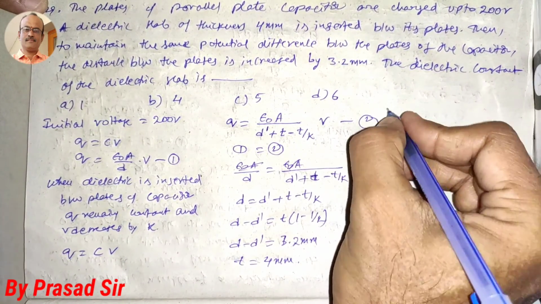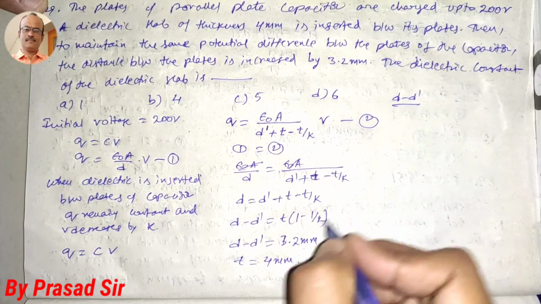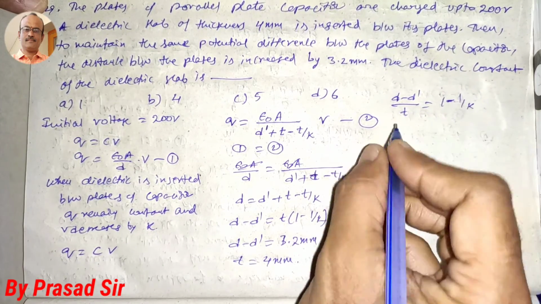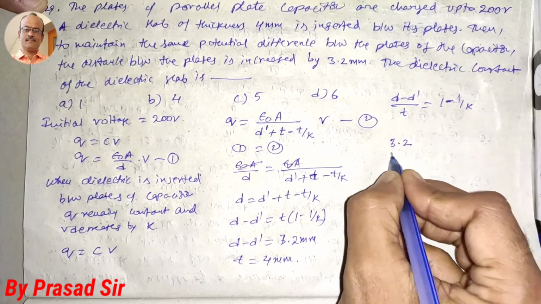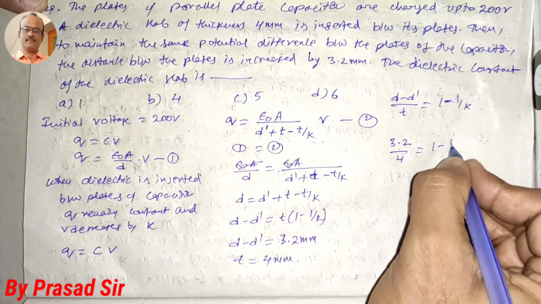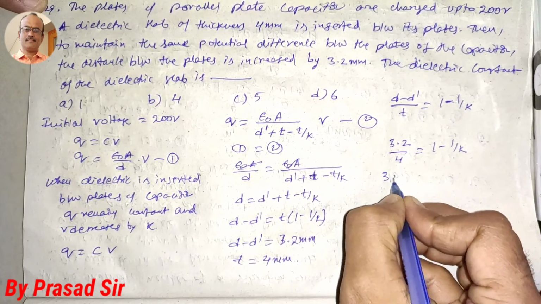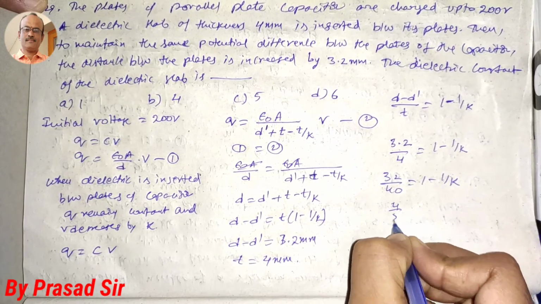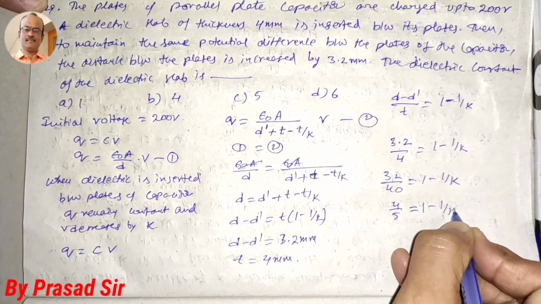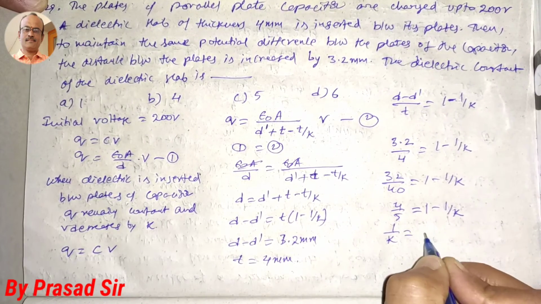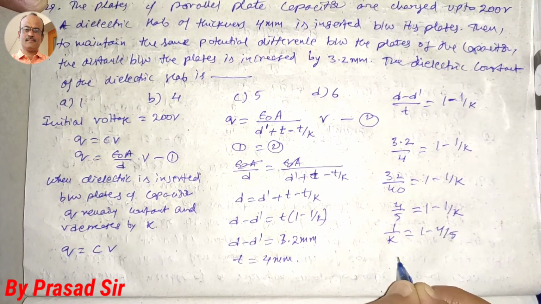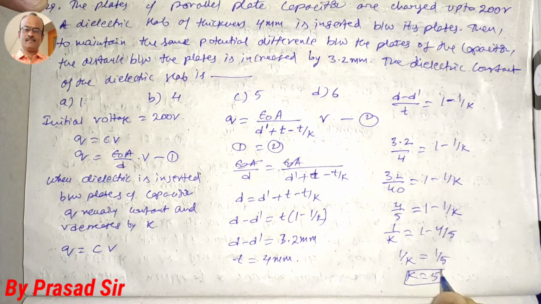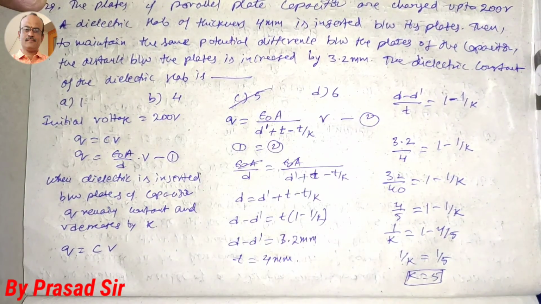Now here what happens in this case, D minus D dash divided by T is equal to 1 minus 1 by K. D minus D dash is nothing but 3.2 divided by 4, equal to 1 minus 1 by K. So that means 32 by 40 is equal to 1 minus 1 by K. On simplification, 4 by 5 is equal to 1 minus 1 by K. Here 1 by K is equal to 1 minus 4 by 5, so 1 by K is equal to 1 by 5. So K is equal to 5. This is the dielectric constant. So which value is correct here? Option C is correct.